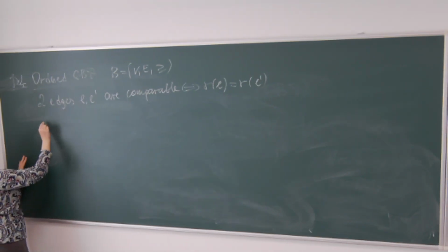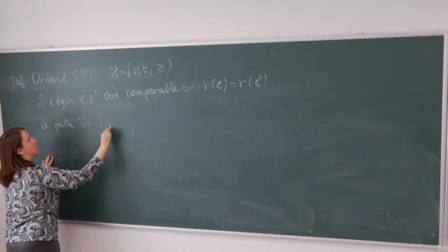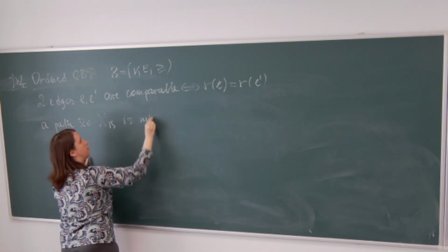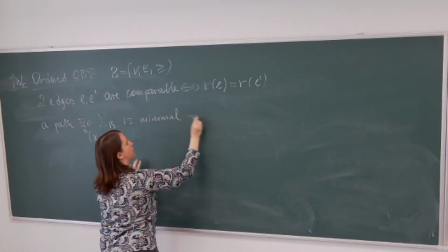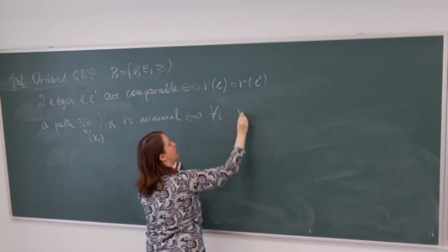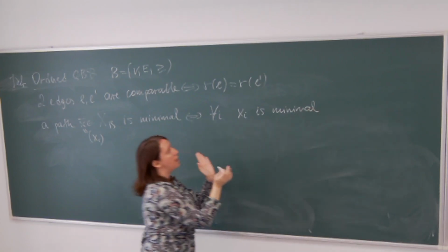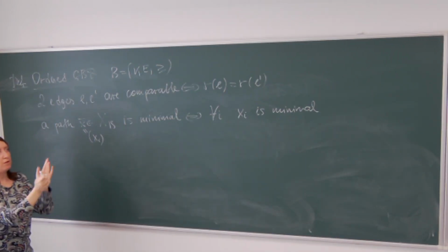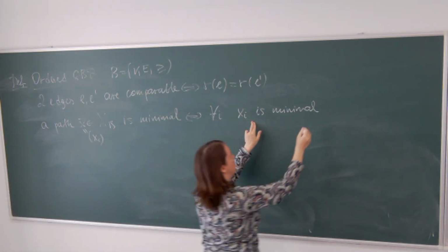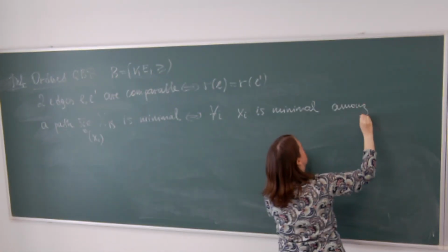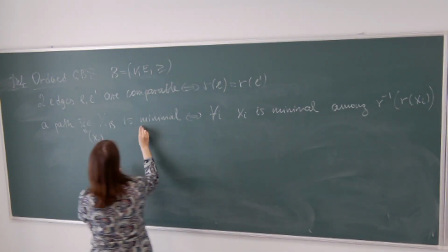So for instance, for infinite ones, the path x is minimal if and only if for every i, the edge x_i is minimal among all edges comparable to it. So among all edges that enter the same vertex, so it's just labeled by 0. And the same for maximal.